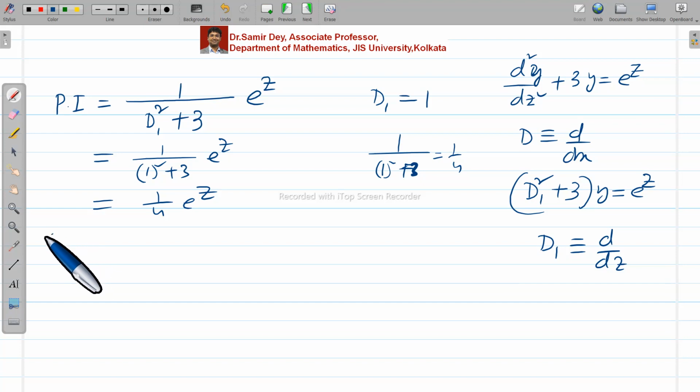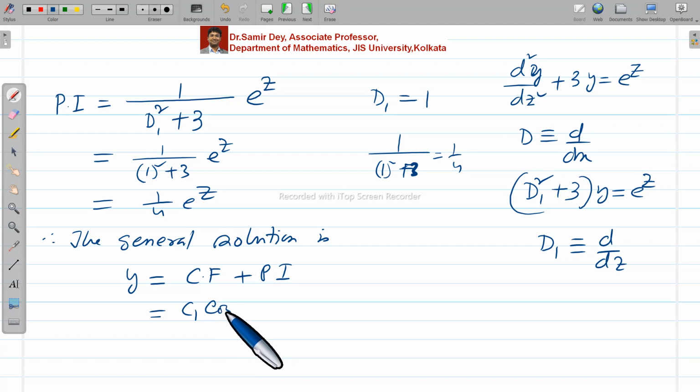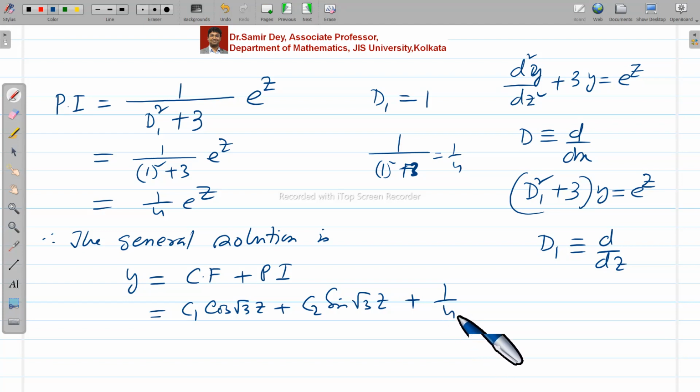So please write down, therefore, the general solution is y is equals to CF plus PI. What is your CF? Already you know, C1 cos of root 3 z plus C2 sine of root 3 z, plus here you have 1 by 4 e to the power z. Correct? Clear?